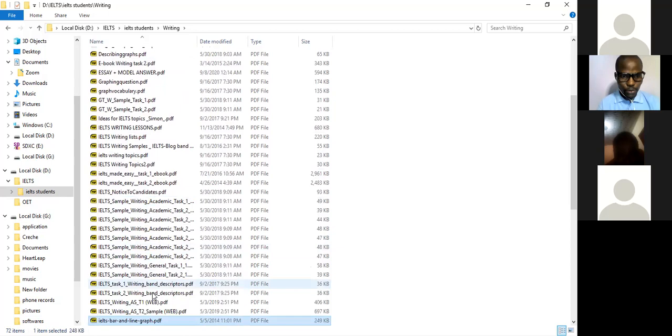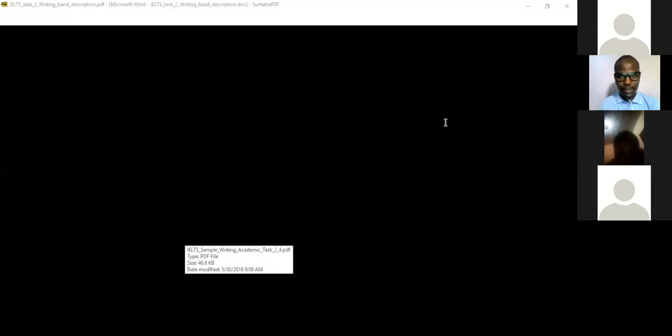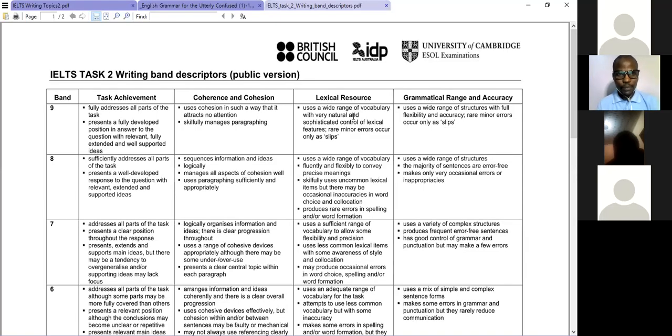Yeah. So we have task 2 band descriptors. So I'm teaching you IELTS. Now, if you can see clearly, you see task achievement, coherence and cohesion, lexical resources, and grammatical accuracy. Okay, I hope you can see that. All right. Now you find out that if you read through, they'll say fully address all parts of the task, present a fully developed position in answer to your question with relevant, fully extended, and well-supported ideas. That's for band 9.